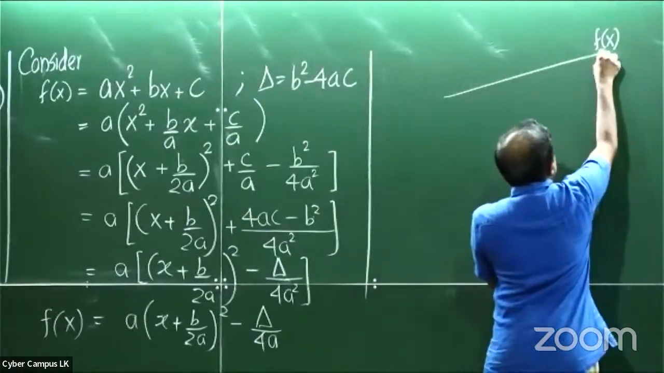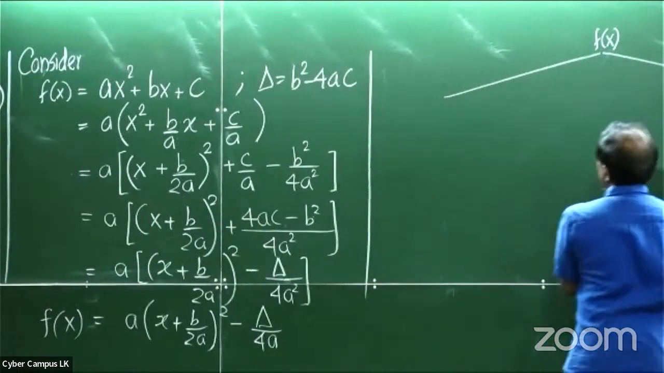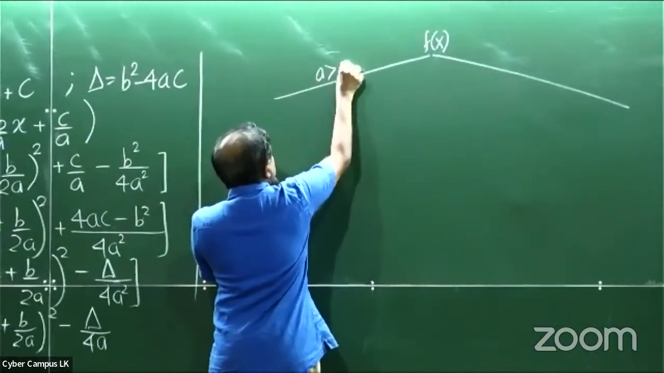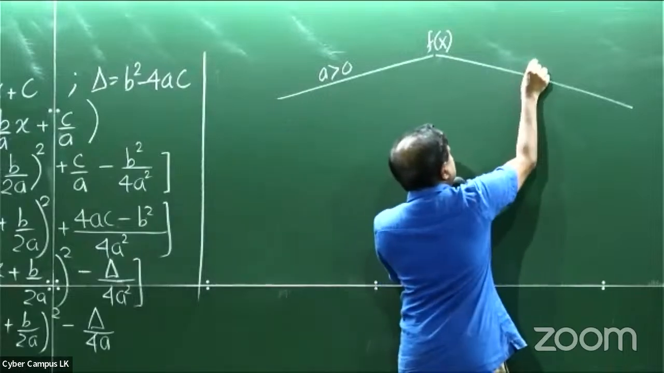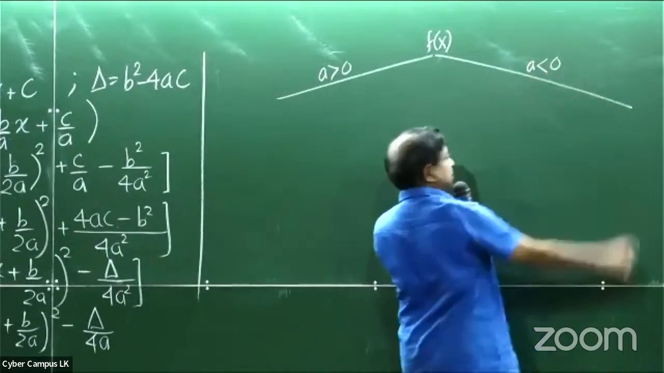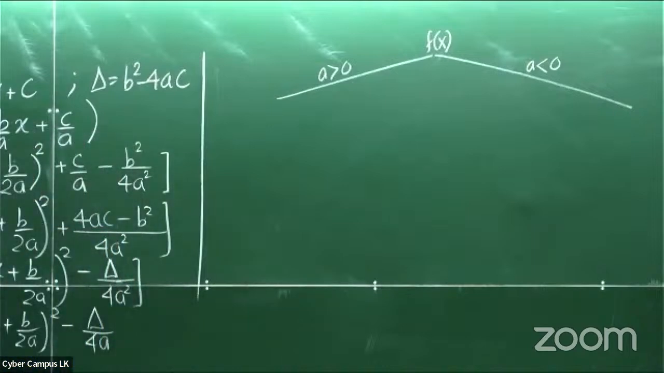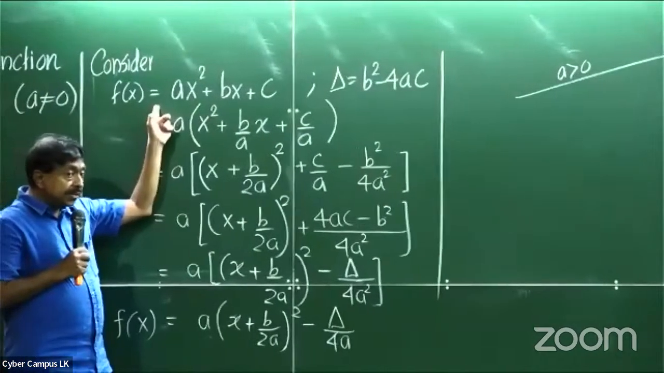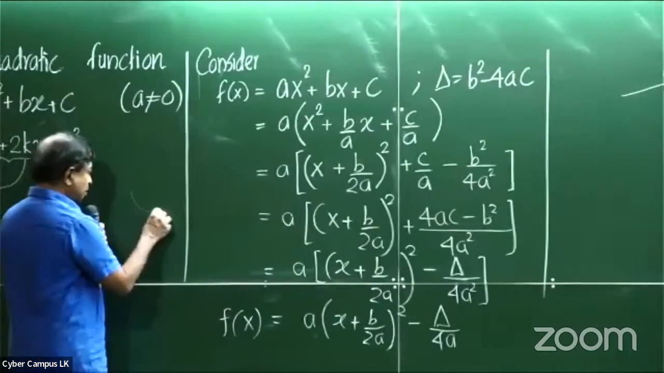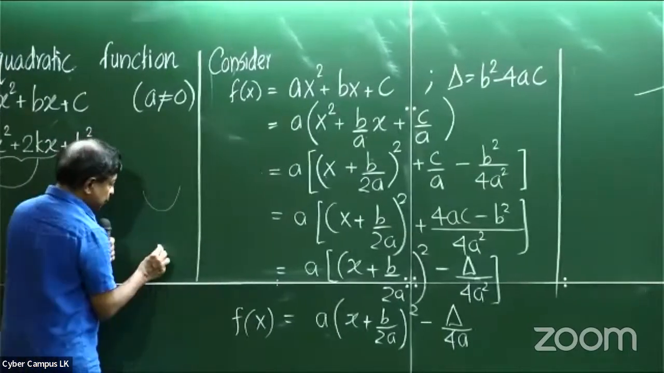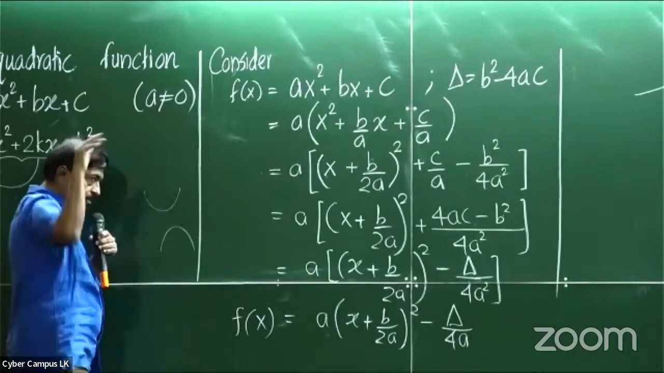There are two cases. The first one is when a is greater than 0. The second case is when a is less than 0. Because in O levels, in the graph problems, you get something like this. When a is greater than 0, you get a graph like a cup. When a is less than 0, you get a cap like this.